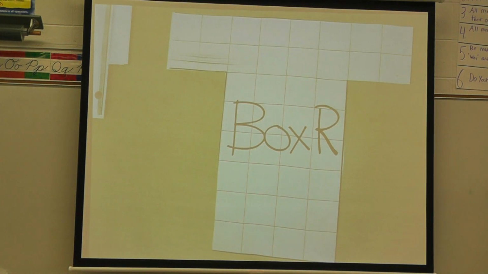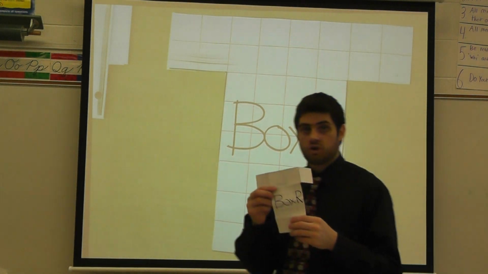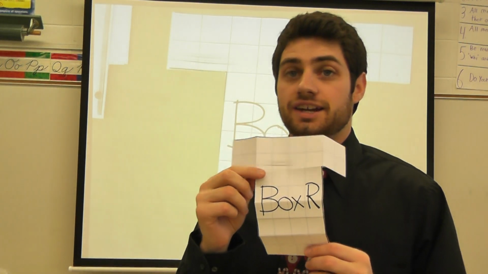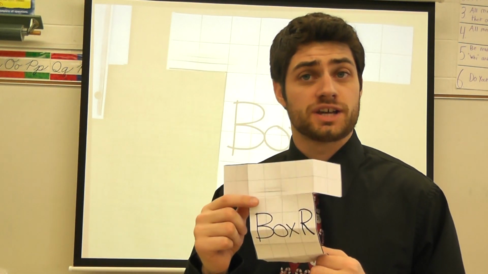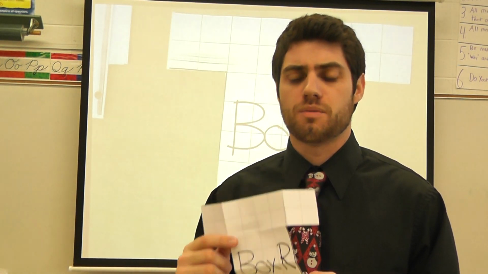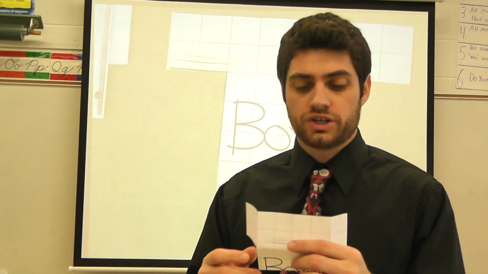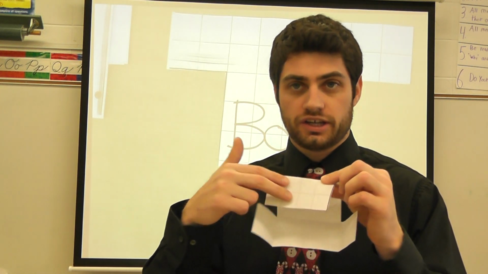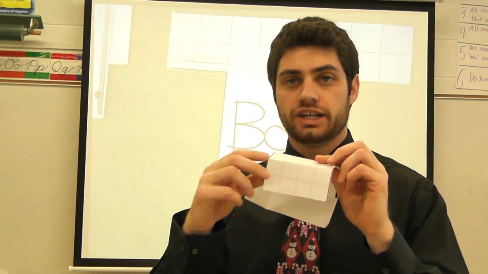Alright, box R. Now this one can be a little bit tricky. We started off with the T looking just like this. Now you kind of have to mess around with these a little bit sometimes to figure out how can I turn this into a box. Now, what you could have done here on the sides is decided to make each one of these into 2s and fold on each 2.